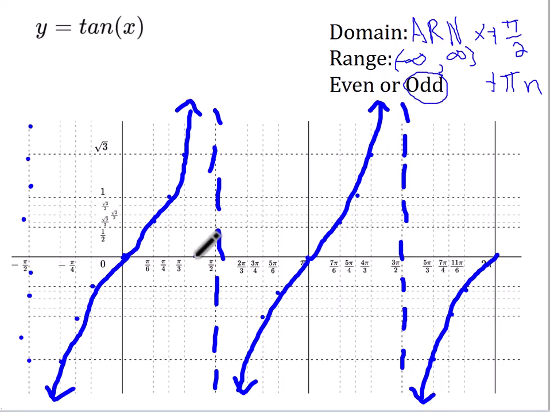In our next video, we're going to start talking about transformations of sine and cosine. We won't do transformations of tangent, but you do need to be familiar with what tangent looks like. I hope that helps.